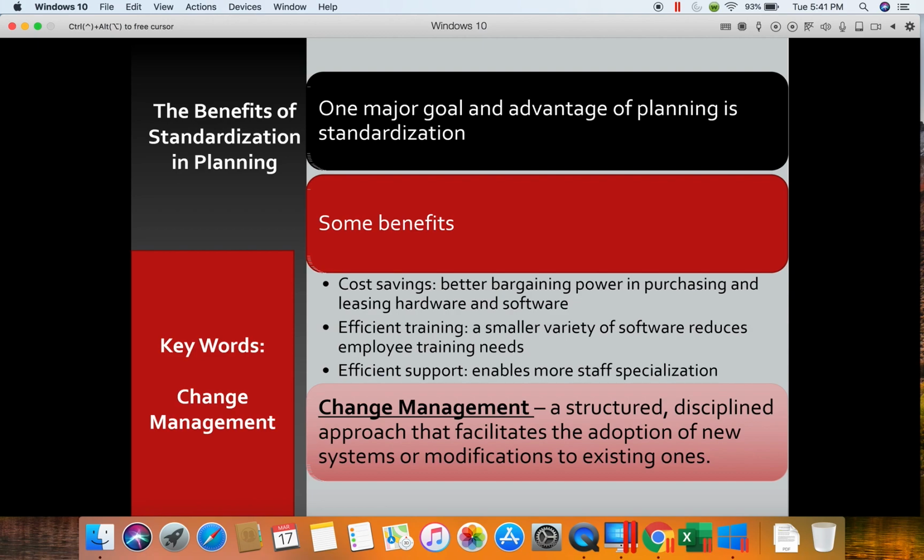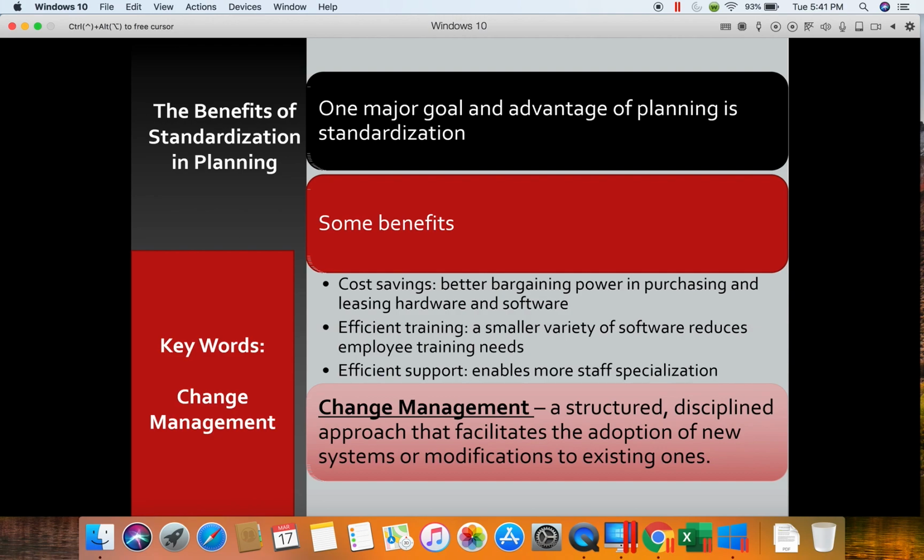When we work with information systems, we need to be able to keep track of the changes that we are making inside the organization as well as in the system. Change management is a structured, disciplined approach that facilitates the adoption of new systems and the modifications to existing ones.